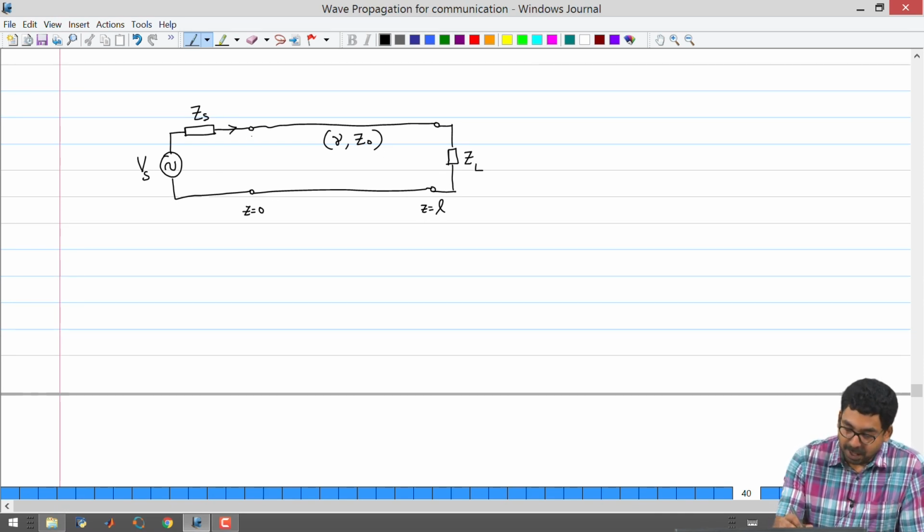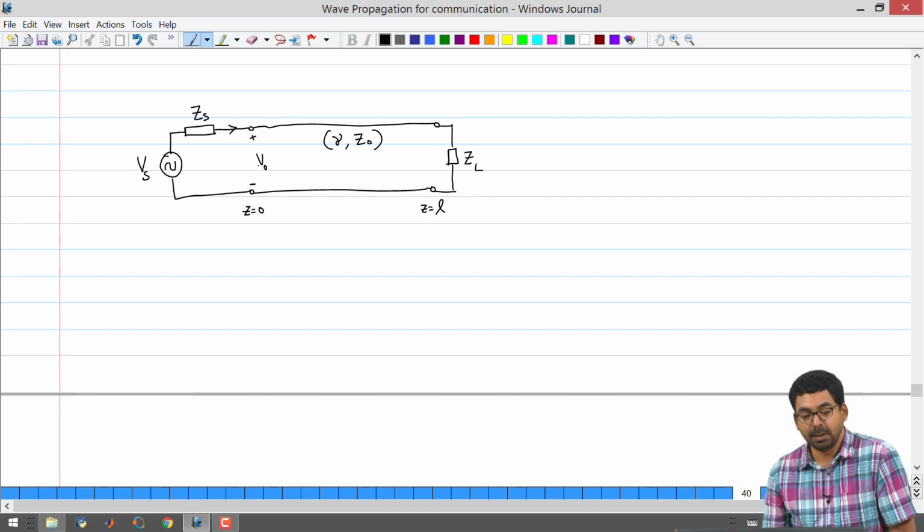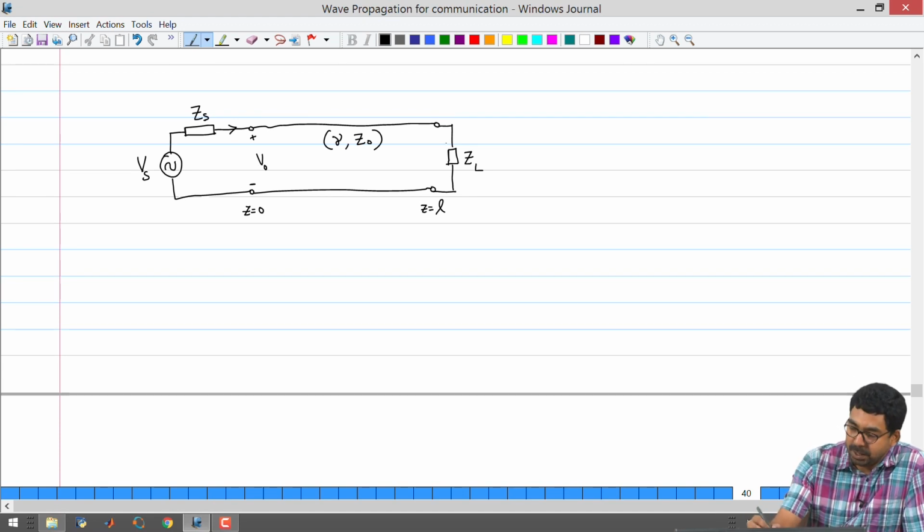I am going to also mark some values in this circuit diagram. The voltage at the source end of the transmission line, that is the left hand side end, which is z equal to 0, is V at z equal to 0, and I am going to denote that with V naught. So, V naught is the voltage at z equal to 0. The voltage on the load end of the transmission line is going to be V suffix L.